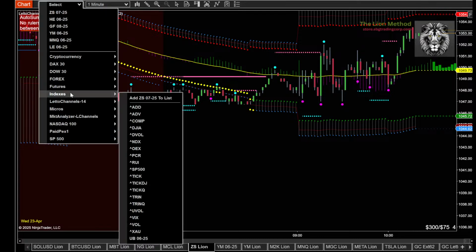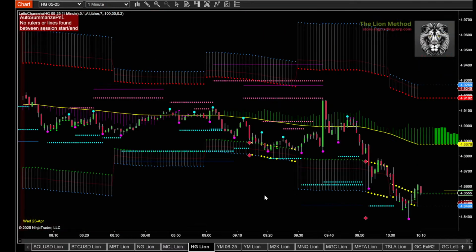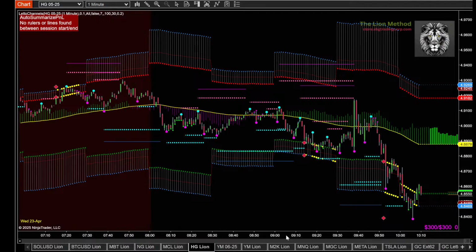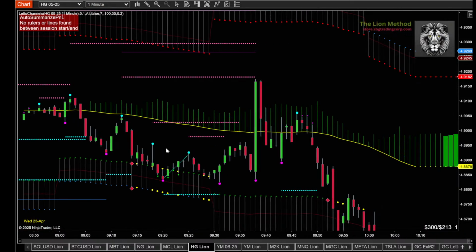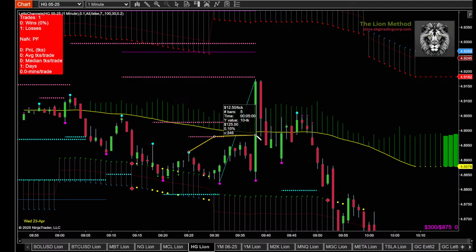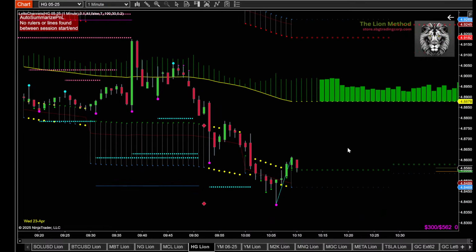Let's have a look at, I like to look at copper. High grade copper is interesting market too. We got oversold here, and yeah, we actually did hit our target. Oversold, so the lowest of those two is right here. We got there, and we got out when we hit price. $125 win in copper. Other than that, nothing else.